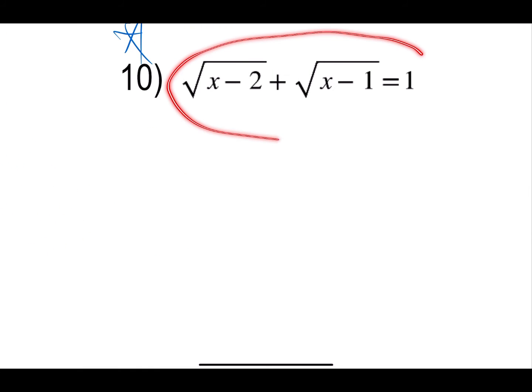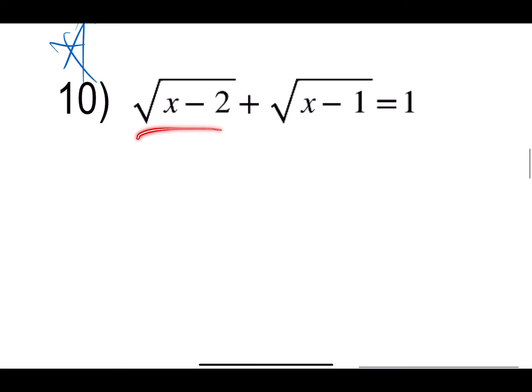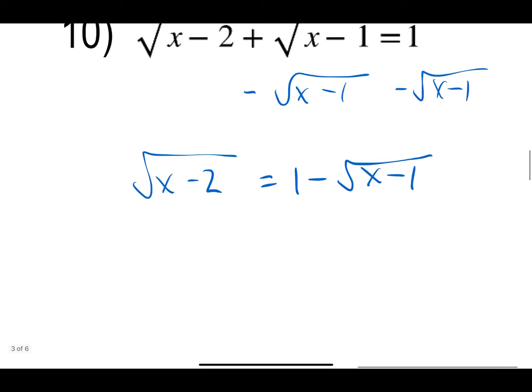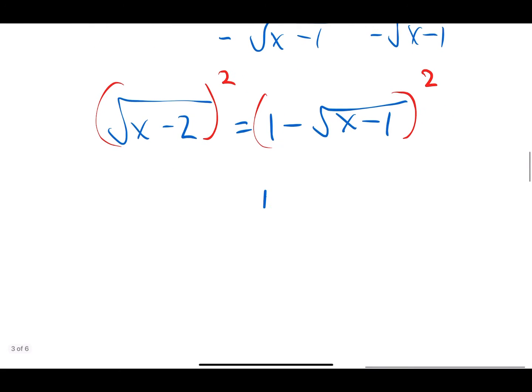Which is, it doesn't really matter which one you send over to the other side. FOILing either of these is going to be a little bit of a scary looking thing, but not that bad. So let's just say we send this one over to the other side. One is not easier than the other. So we have the square root of x minus 2 equals 1 minus the square root of x minus 1. FOIL the right side here, and we have 1 minus the square root of x minus 1 times 1 minus the square root of x minus 1.